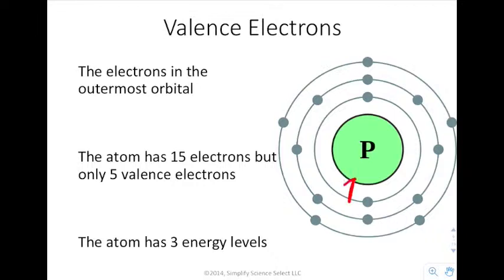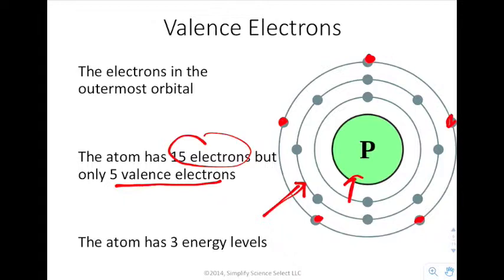So this right here is phosphorus. Phosphorus has 15 electrons, but it only has 5 valence electrons, because in its outer orbital it has 1, 2, 3, 4, 5. For valence electrons, you only consider the outermost electrons in the valence shell. Everything else is called an inner electron. These inner electrons, although they're there, are not the reason why chemical reactions occur.